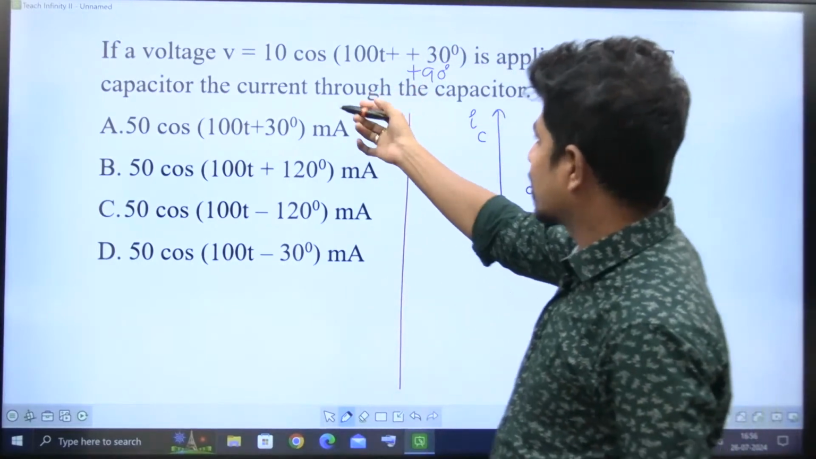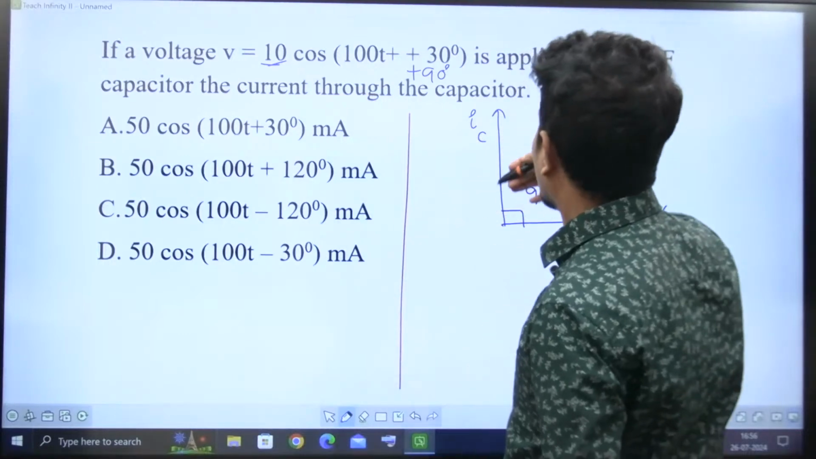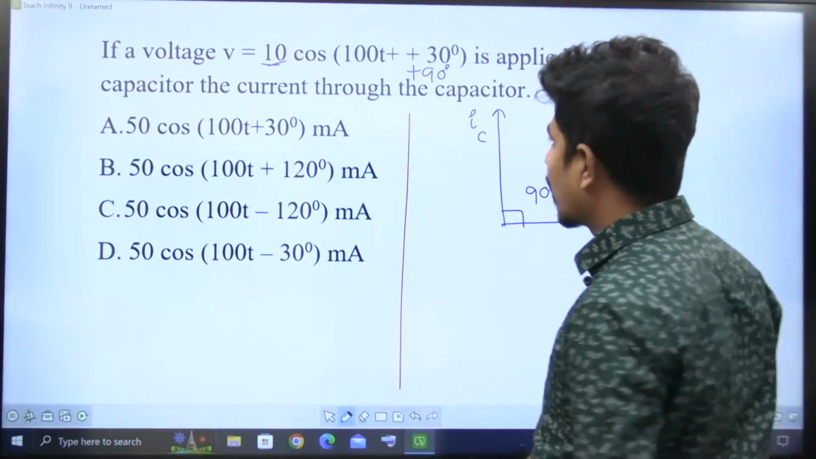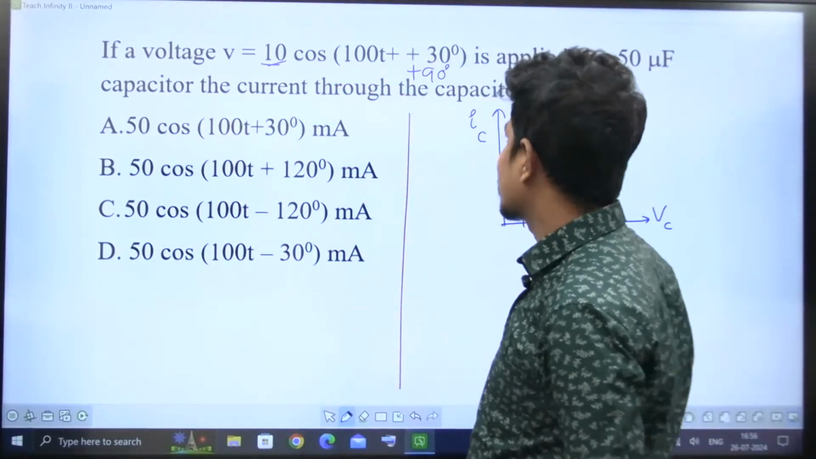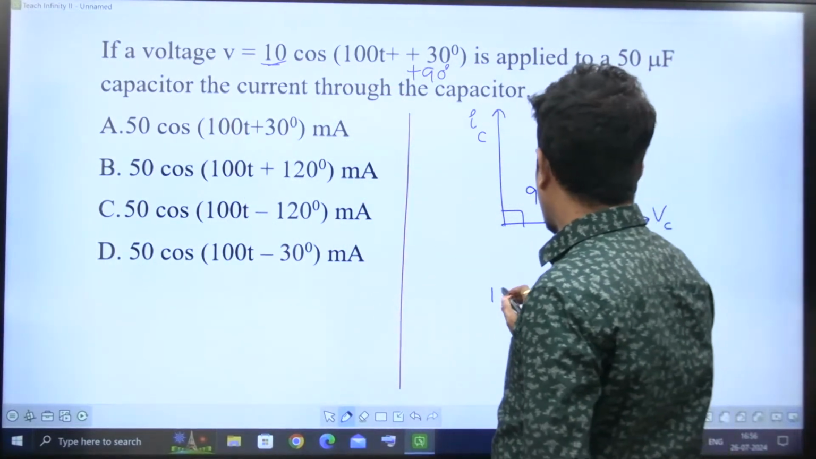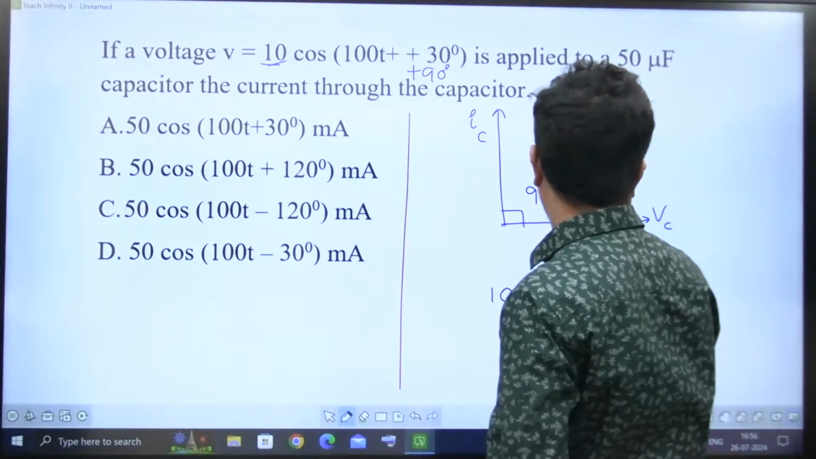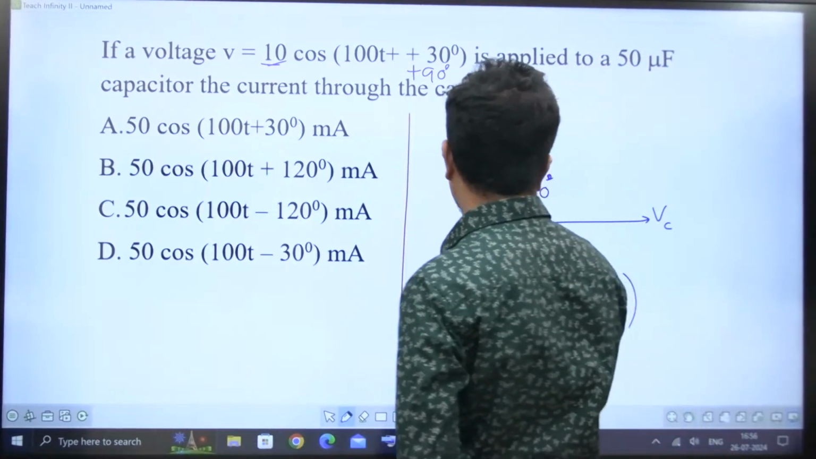Magnitude, forget it, I'm least bothered about it. I have to check the angles. If angles are matching, then I go for the magnitudes. But none of the angles are the same. Therefore, angles are enough for me. I should get 30 plus 90, that is 120 degrees. So this is what you want for the current, right?